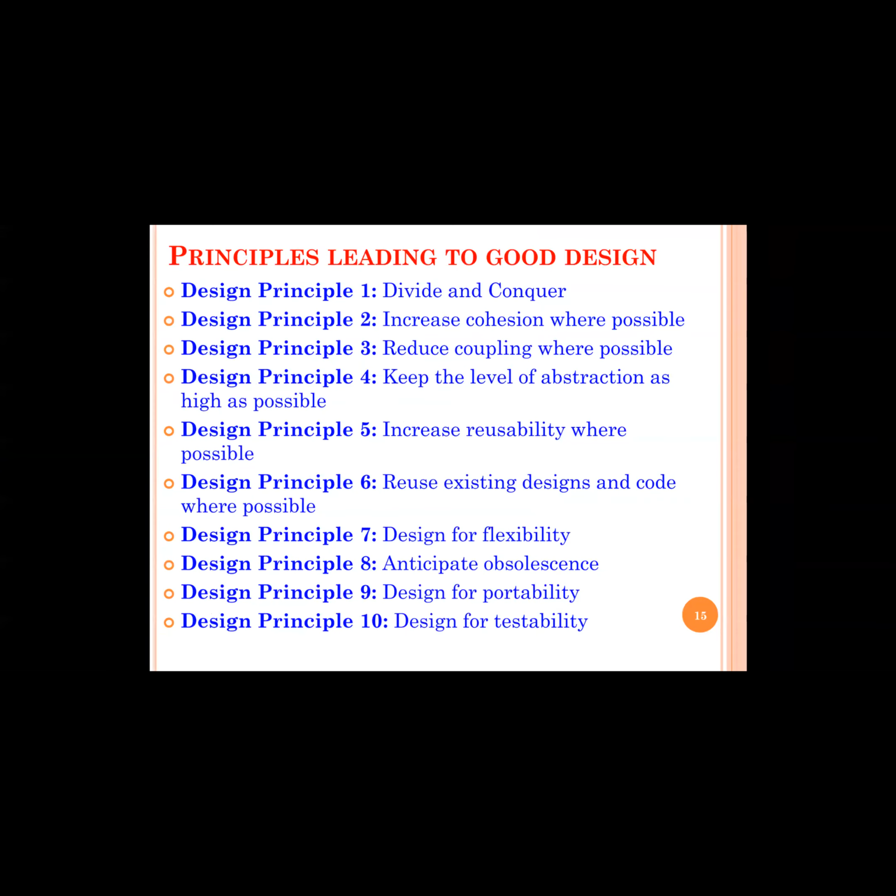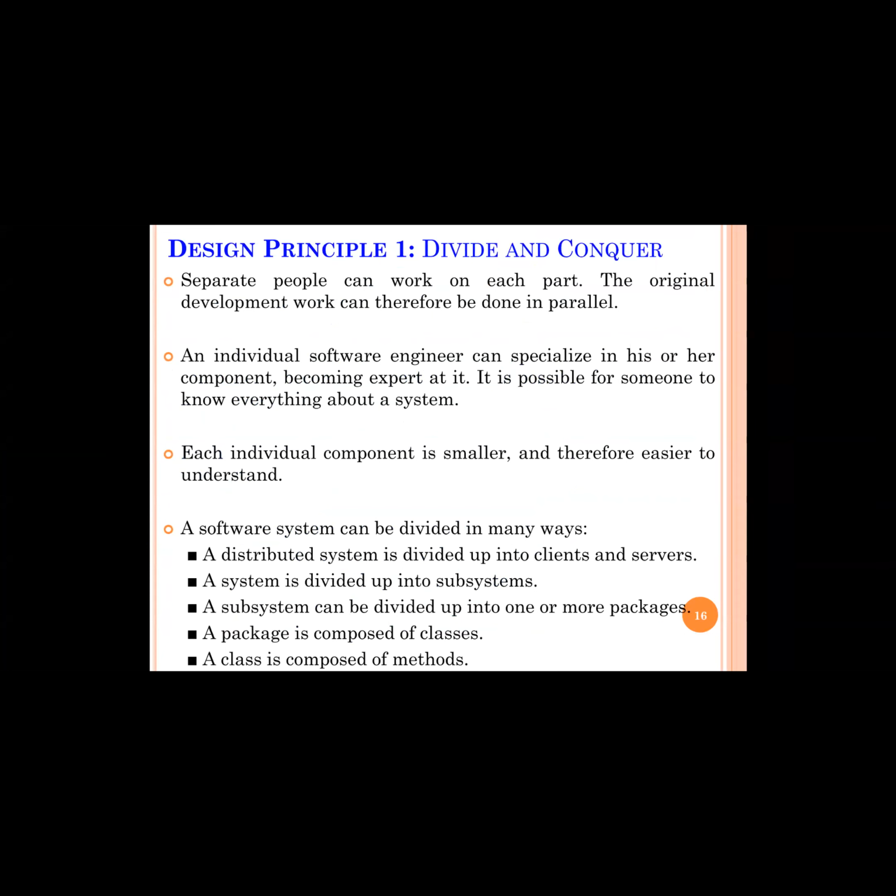So the first design principle stated is divide and conquer. What divide and conquer means is that separate people can do the original development work independently of each other. An individual software engineer can specialize in one component, becoming an expert. It is not possible for someone to know everything about the system. So if the work is very big, it can be divided into small components, and each component can be given to a different team or different individuals, and each can find the solution for their component, and that can be combined together to get the complete solution.